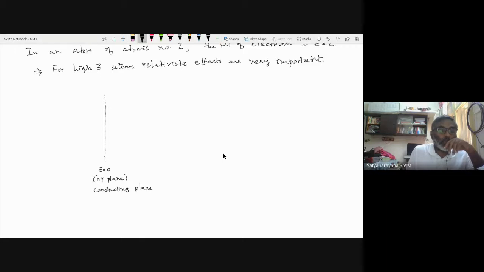It's a conducting plane, and it is grounded. That means I am making sure that the potential on this plane is 0. Conducting plane and grounded. So now what happens? Grounded means what? The electrostatic potential, let's say V is equal to 0 on the plane.